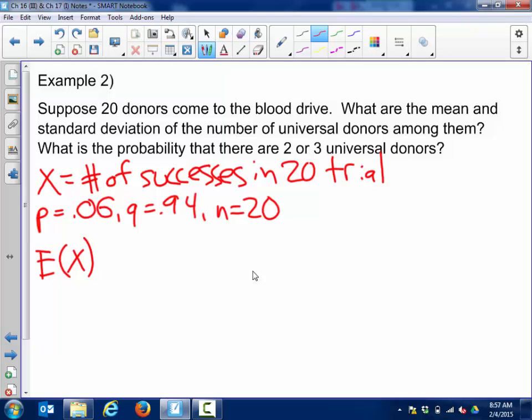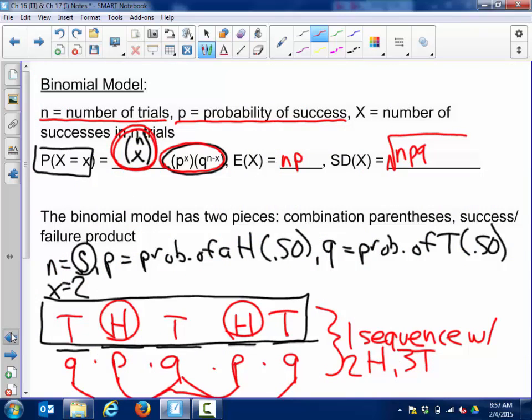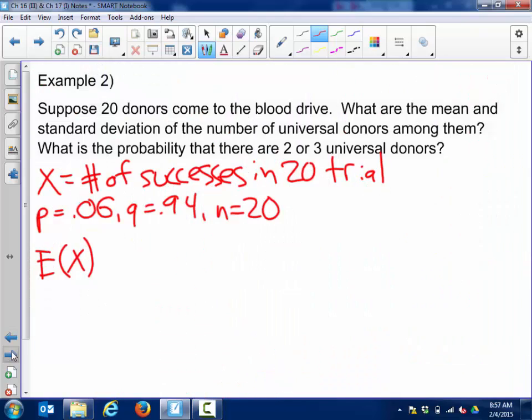And being a little redundant, is equal to 20. So the expected value of this does follow a binomial model for the following reasons. The binomial model looks for the number of successes in n trials. Well, we've got 20 trials.